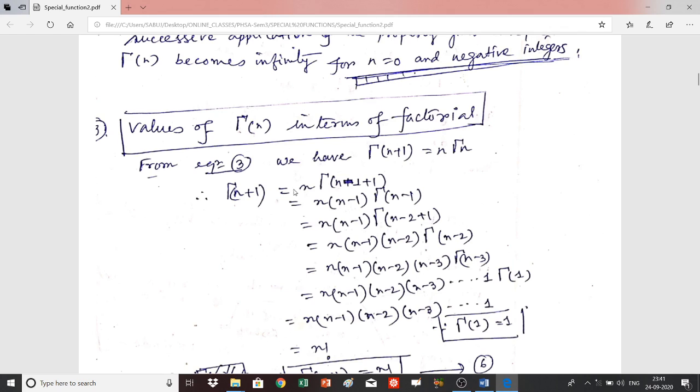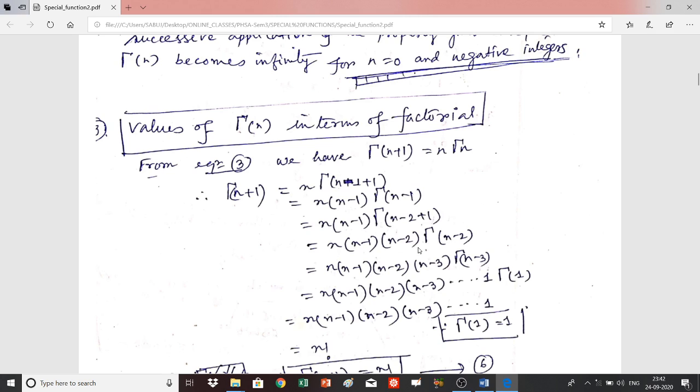So gamma n plus 1 is equal to n into gamma of n minus 1 plus 1. Then you know that gamma n equals n minus 1 gamma n minus 1, so this n is taken here, and if you expand this you get n times n minus 1 and then gamma n minus 1. And this gamma n minus 1 can be written as n minus 2 times gamma n minus 2.